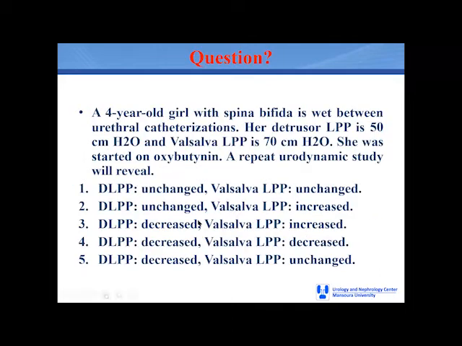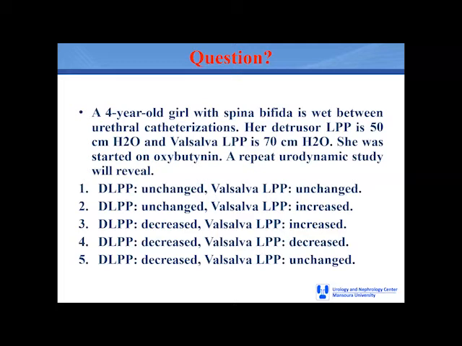This is a scenario here for a four-year-old girl with spina bifida, maintained on CIC, but she is wet in between catheterization, and on urodynamic testing, the detrusor leak point pressure was 50 centimeters of water, Valsalva leak point pressure was 70 centimeters, and in view of unfavorable bladder dynamics, she was started on oxybutynin. What would you expect on repeat urodynamic study? What changes would you see on the detrusor leak and Valsalva leak point pressures?